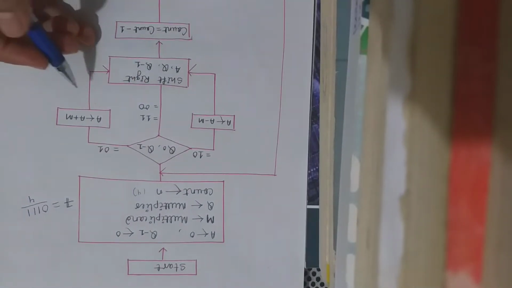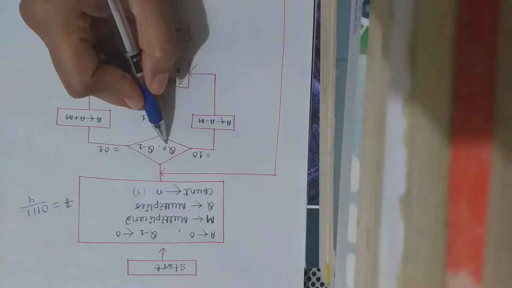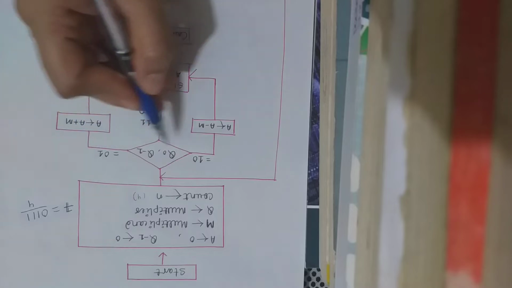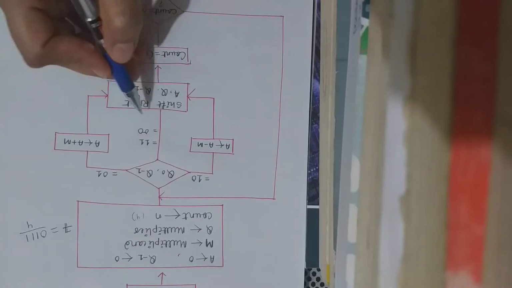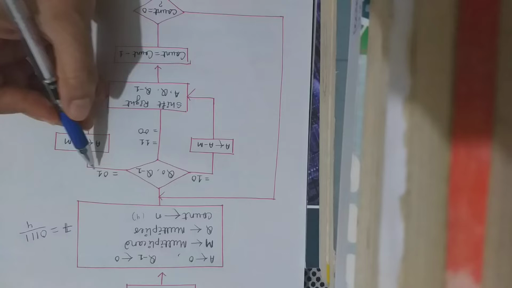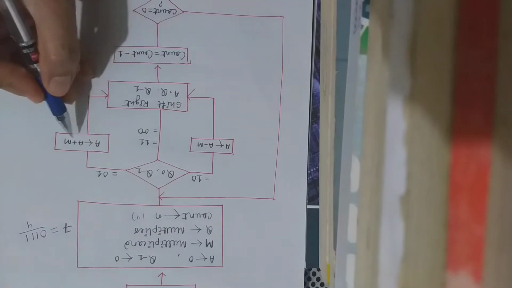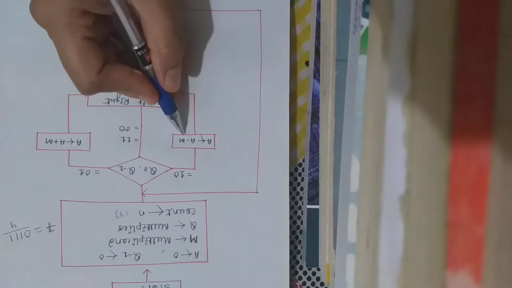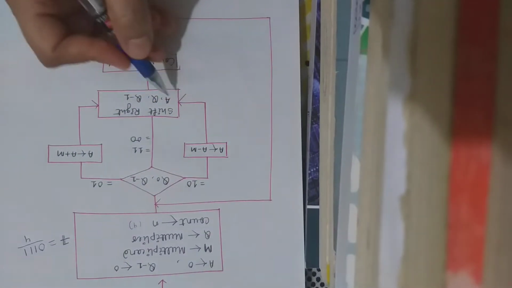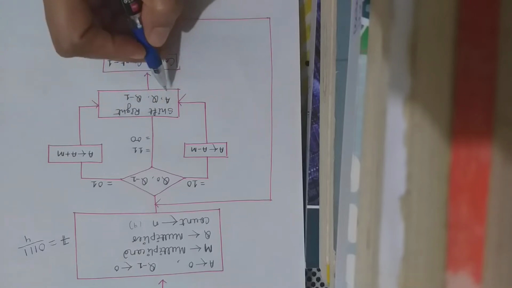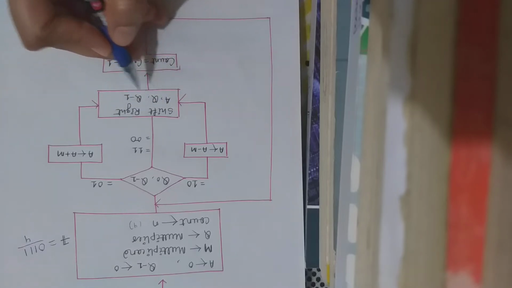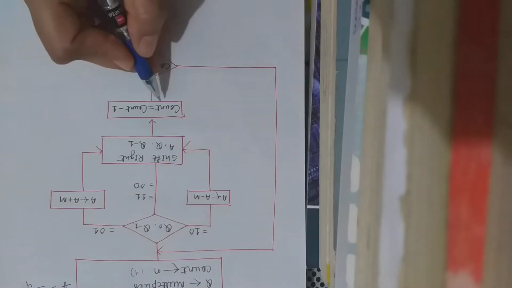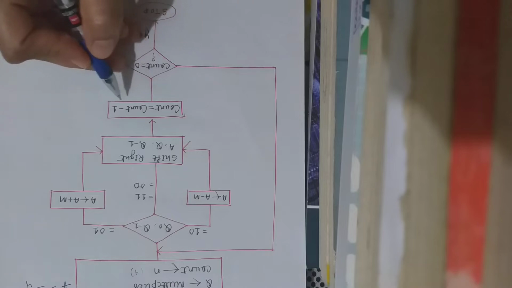Then we have to check the q naught bit and q minus 1 bit, whether it is 0 1 or 1 0 or 1 1 or 0 0. If it is 0 1, then A equal to A plus M, or if it is 1 0, then A equal to A minus M. After that, we right shift the three registers A, Q and Q minus 1. Then finally count equal to count minus 1.